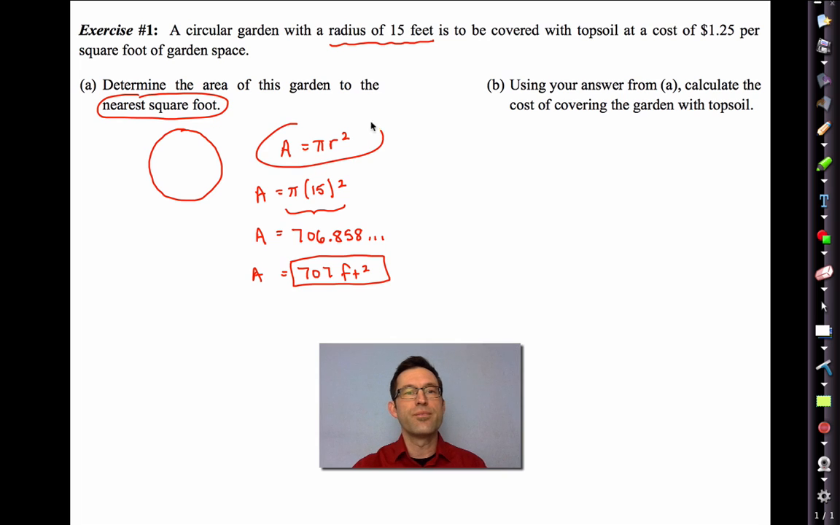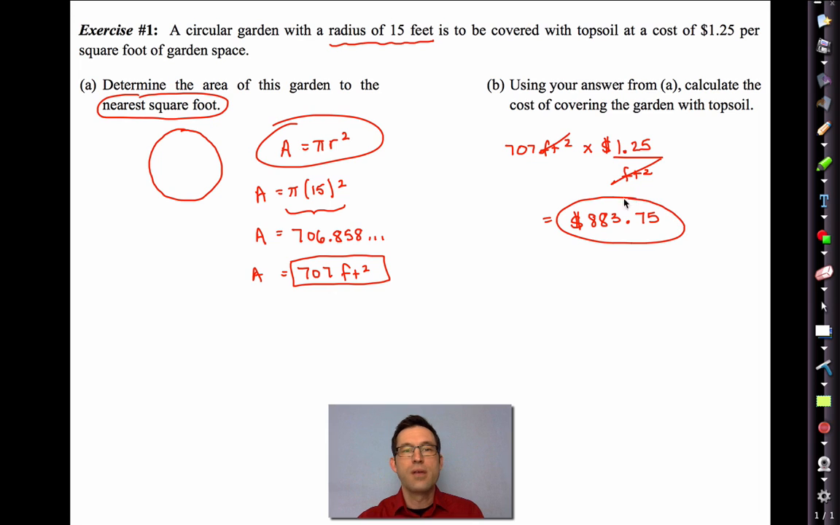Now that was a function, right? The input was the radius, and the output was the area. But letter B now says, using your answer from letter A, calculate the cost of covering the garden with topsoil. Well, we know that the area was 707 square feet, and we're going to multiply that by $1.25 per square foot. Remember how units cancel? And that's going to give us $883.75.